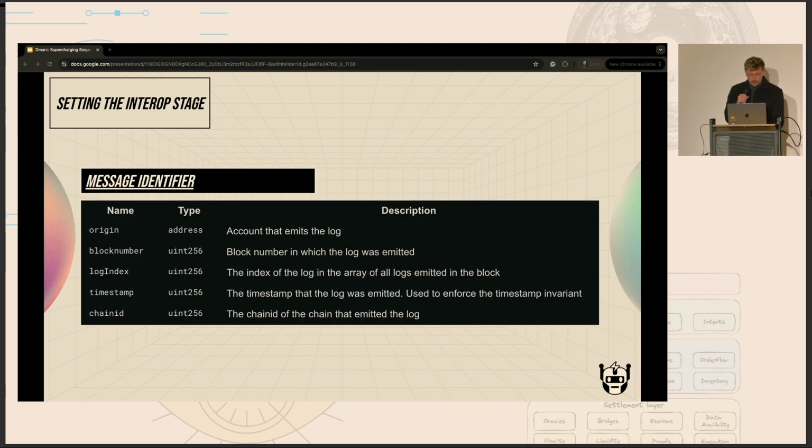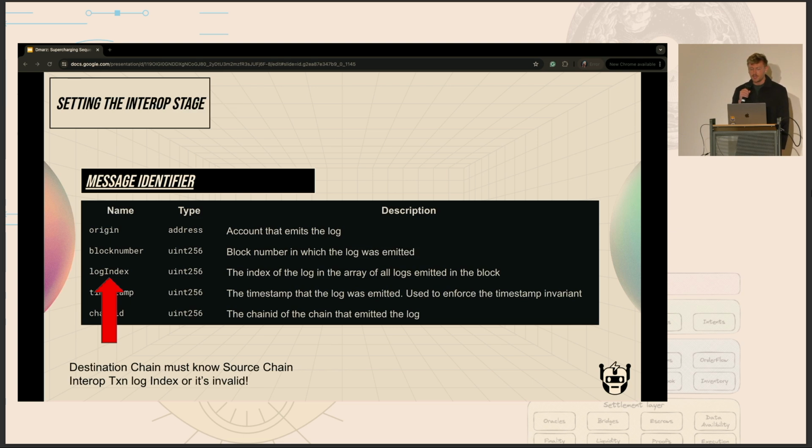Cool. So the message identifier, we'll just go into this really quickly. You can see there's a bunch of fields: origin, block number, log index, timestamp, and chain ID. The one I'm going to focus on is the log index. Because fraud proofs need to know a specific spot in the block in order to prove fraud, you can't create a fraud proof that just arbitrarily searches through many different blocks. You need to have the log index.